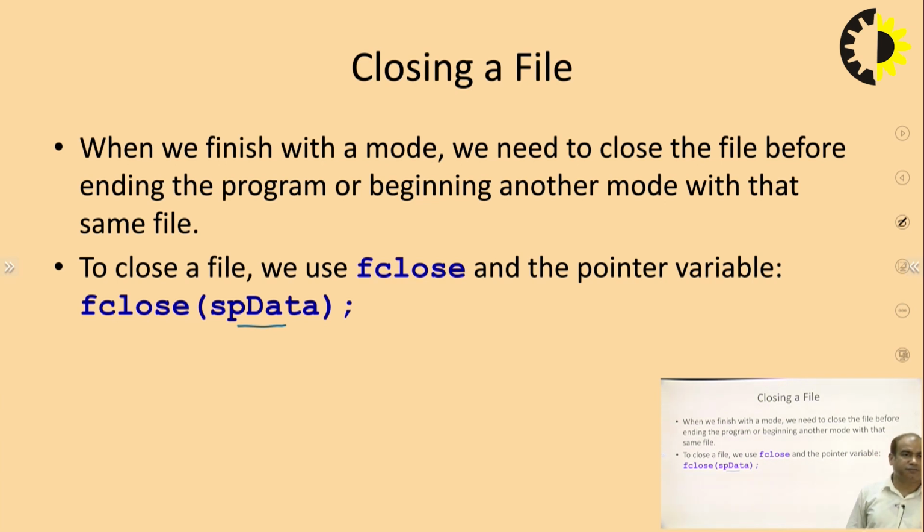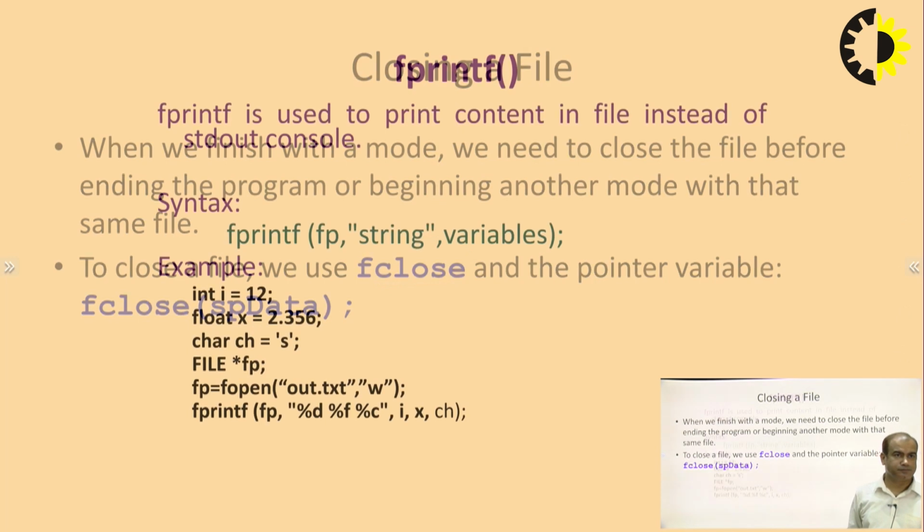So once we finish with this mode, we need to close the file before ending the program or beginning another mode with that same file. So we use the fclose function, and the argument will be that file pointer variable.